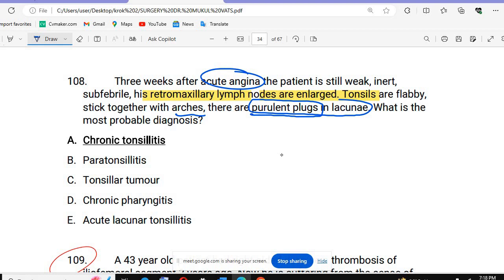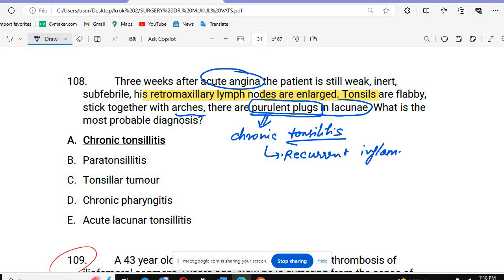Remember that if you see purulent plugs, what is that purulent plug formation? It occurs in chronic tonsillitis. This is the characteristic feature of chronic tonsillitis. What is chronic tonsillitis? It is recurrent, inflamed and infected tonsillitis, or of the tonsils.